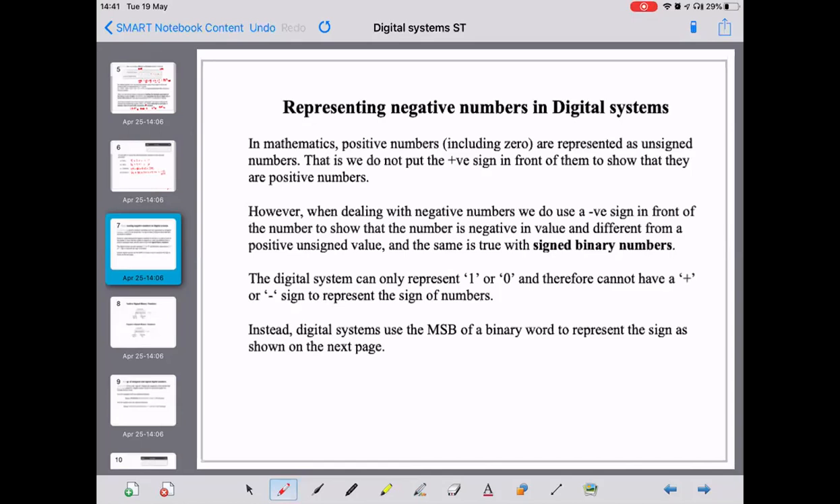Similar is true for signed binary numbers. The digital system, as we know, can only represent 1 or 0 for each digit. So there's no provision in that system to have a plus or a minus sign to represent the sign of the number. So what's done is the most significant bit of a binary word is used to represent the sign of that binary number, positive or negative, and that's shown in detail on the next page.